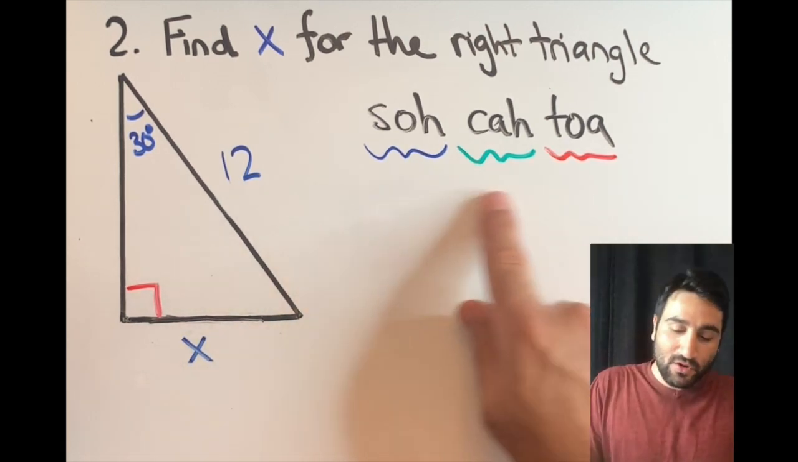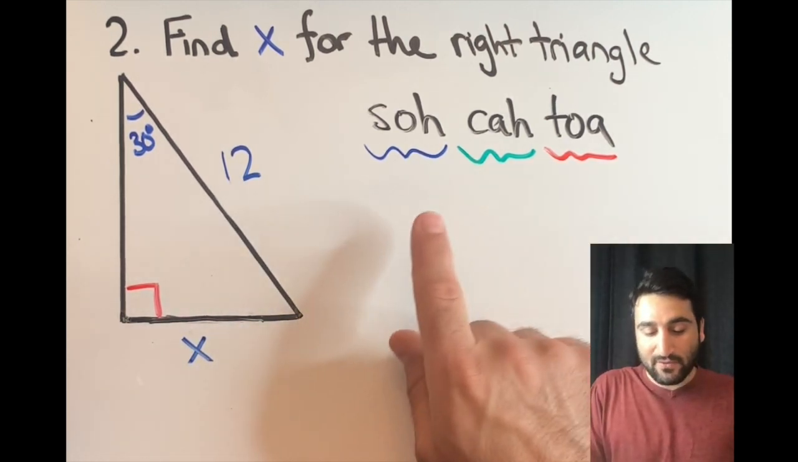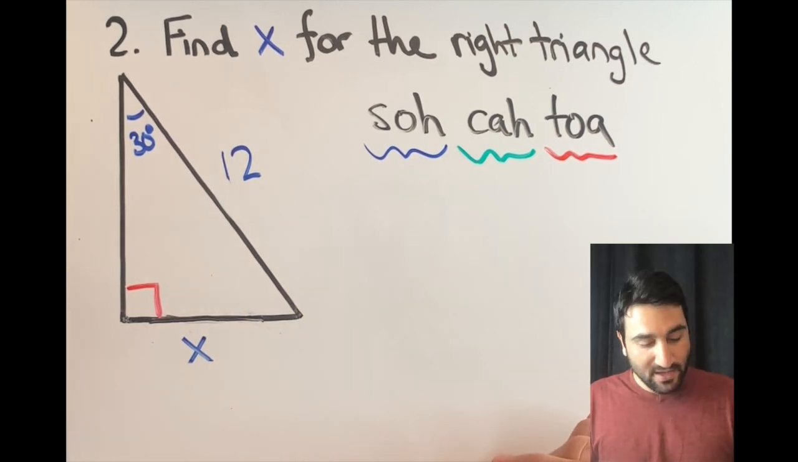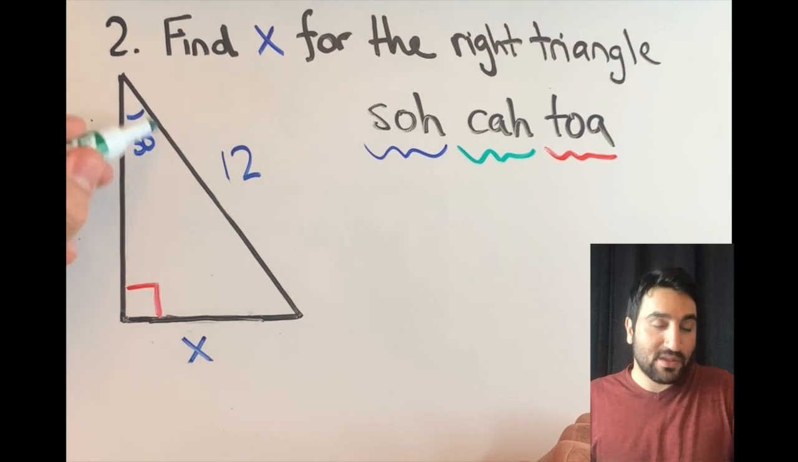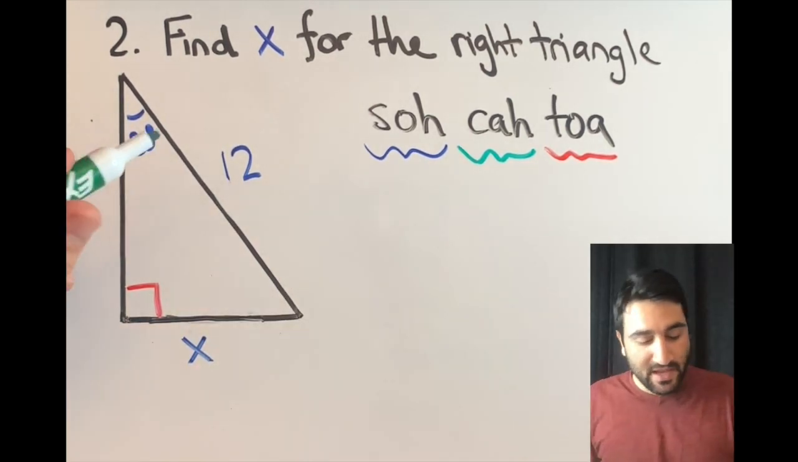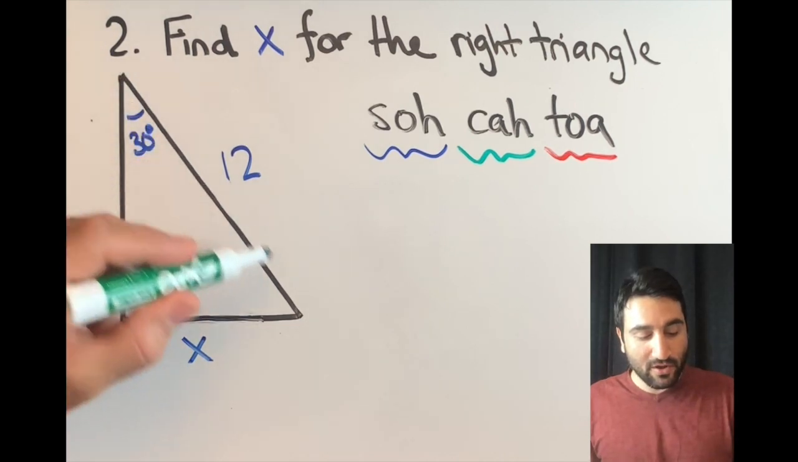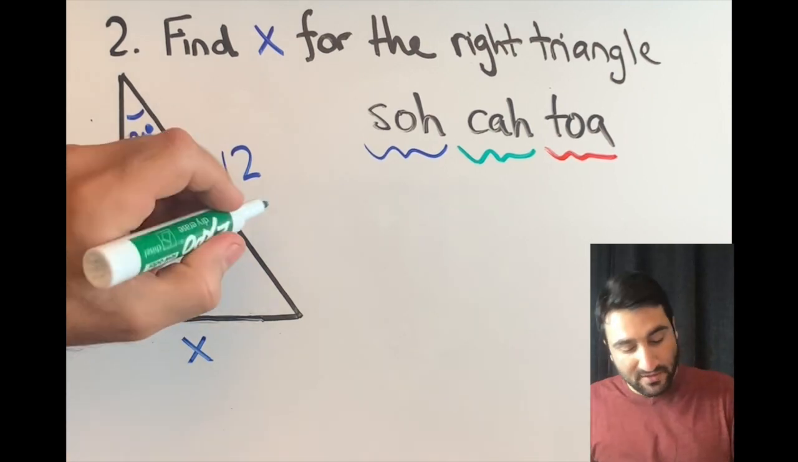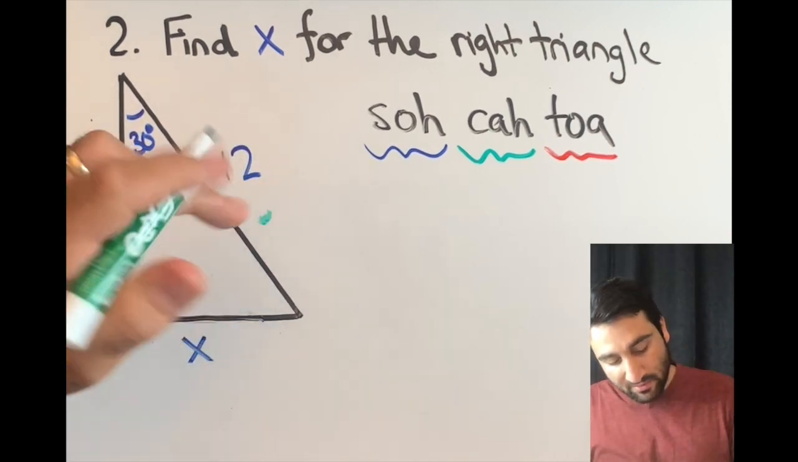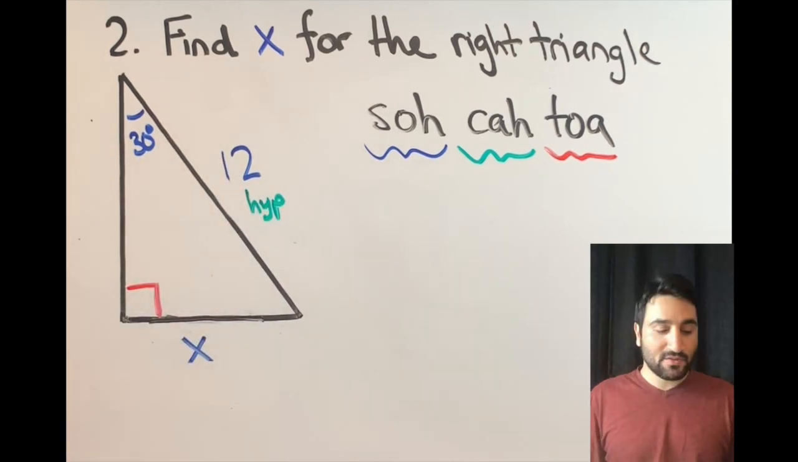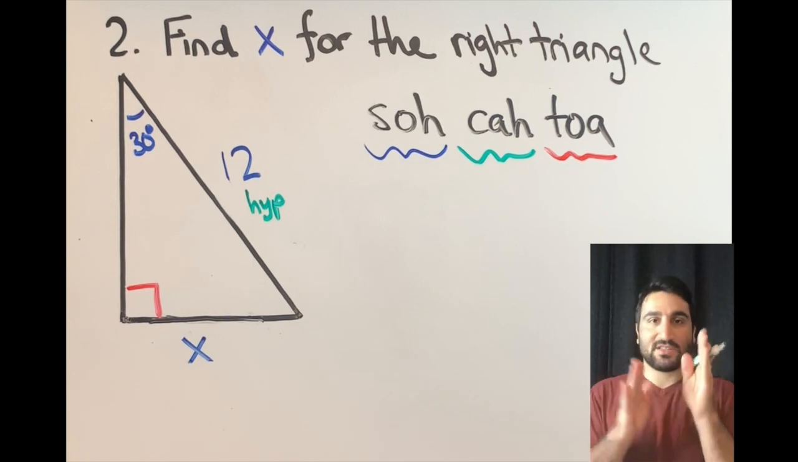All right. So in order to use SohCahToa properly, we have to identify the adjacent, hypotenuse, and opposite sides relative to the angle that we're analyzing. The easiest of the three, I would say, is the hypotenuse, which is always the longest side, or across from this 90 degrees. So let's go ahead and label that as hypotenuse.